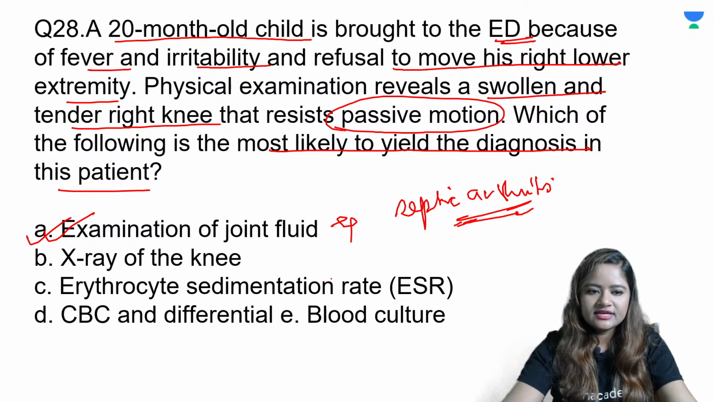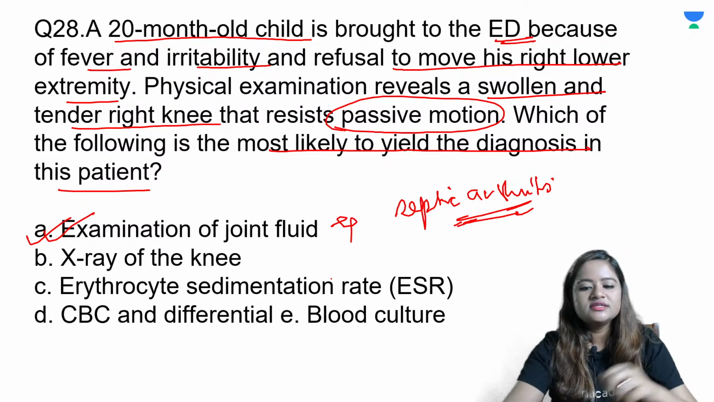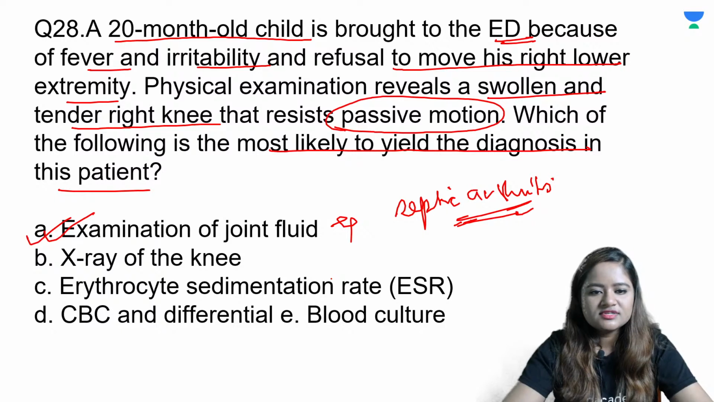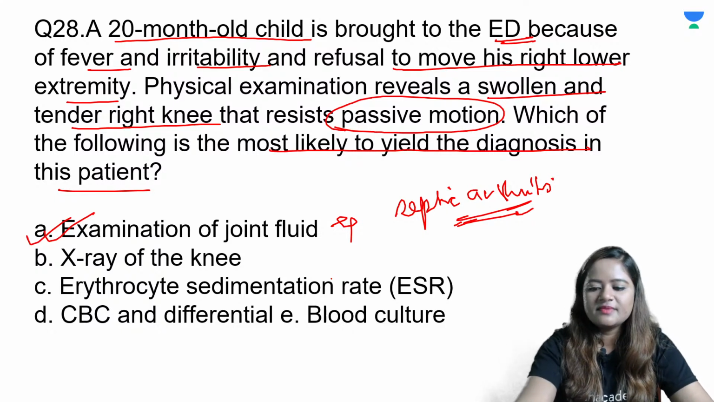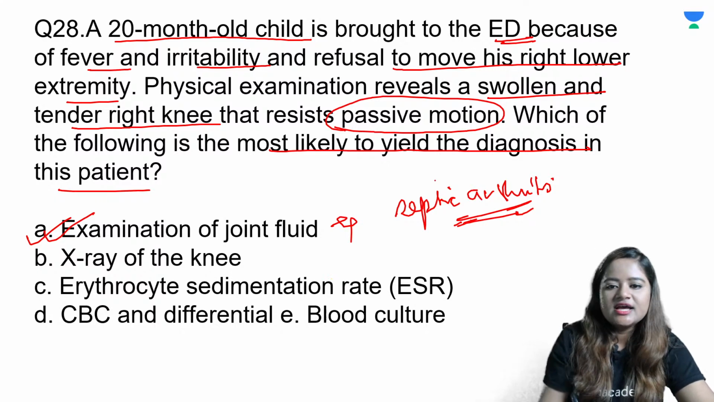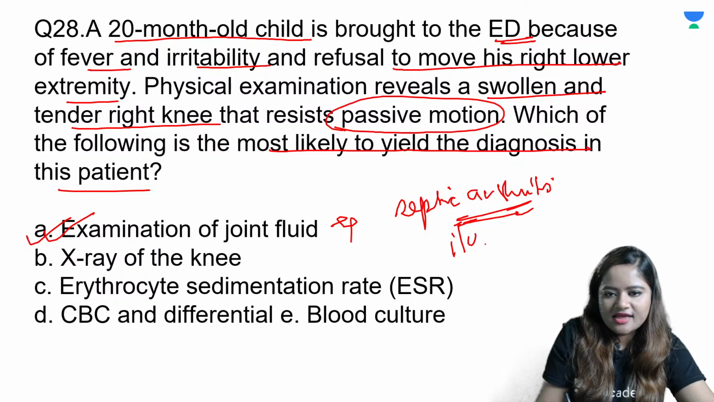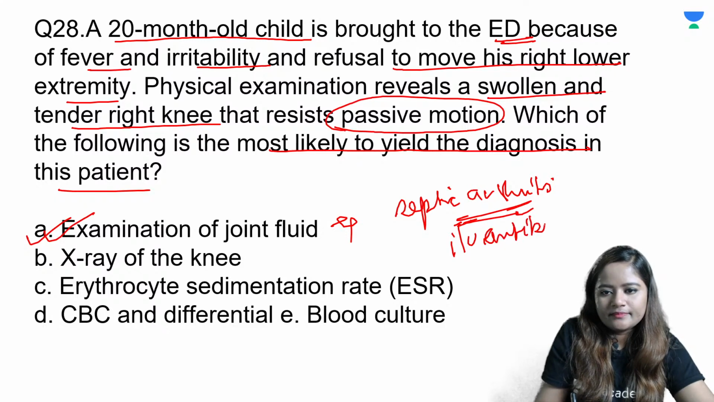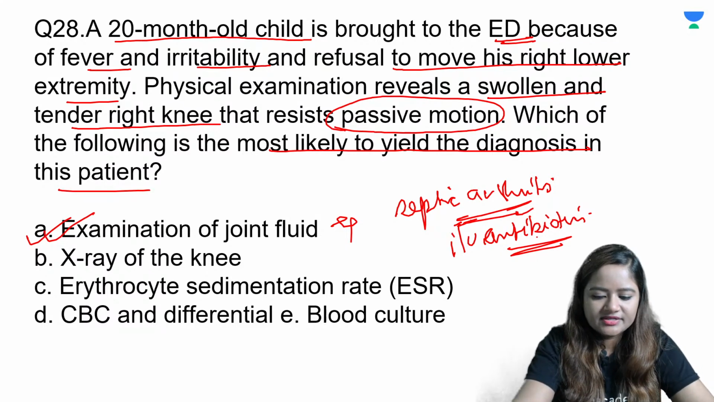You can also send the culture of the fluid. You can also see the increased level of cells and the counts that is present inside the joint fluid aspiration. So that becomes one diagnostic method to be very sure you're dealing with septic arthritis so that you can start IV antibiotics to kill the organism. Okay, so that is the right answer to question number 28.